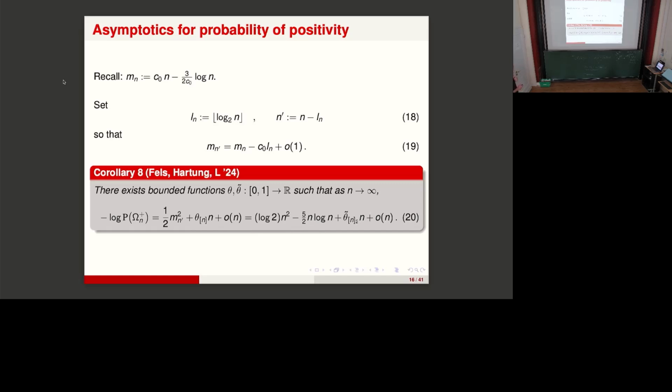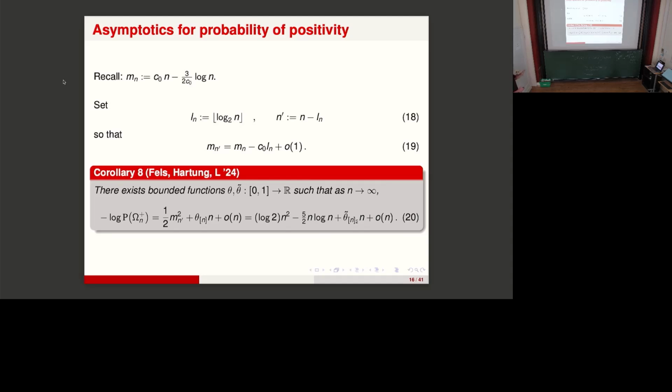recall this is the order of the minimum or the maximum. Let me denote by ln just the floor of log n on the base of 2. N prime would be n minus ln, so n minus this many generations. Mn prime is just plugging n prime here, which would give you mn minus a correction, which is some constant times log n. So mn prime is just this minus some logarithmic correction.